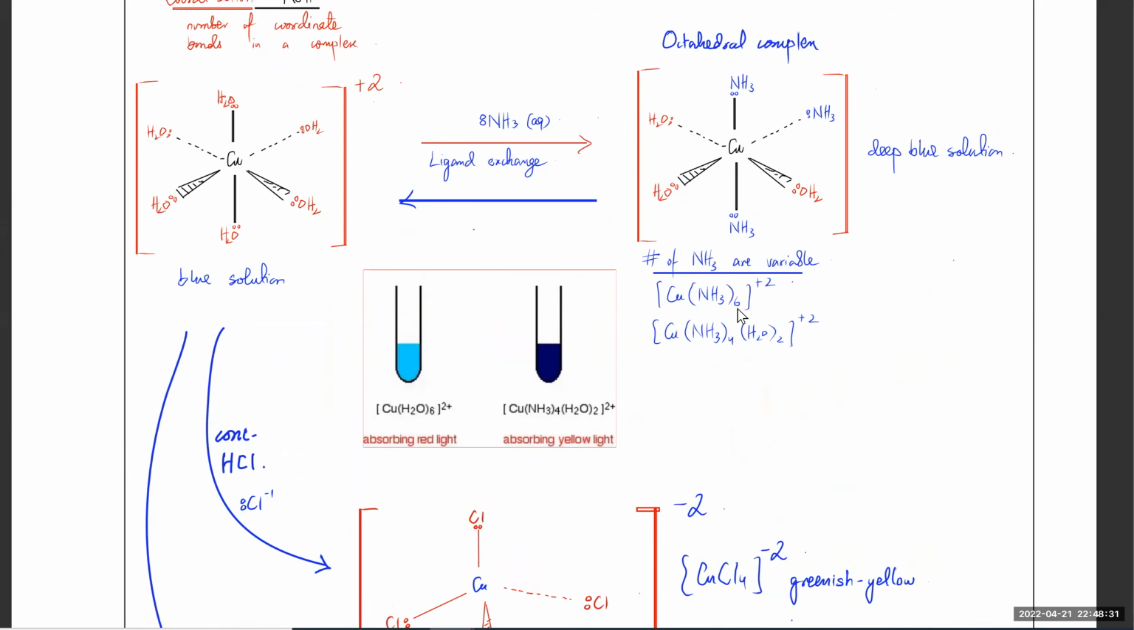You can add 6 NH3s, or you can add 4 NH3s and 2 water molecules. As long as there are 6 of them, it could be any combination of NH3 and water molecules. So that's variable. All 6 could be NH3. There is no rule for that. All of them would be acceptable.